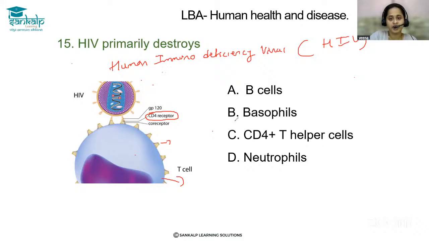So it attacks directly on the CD4 receptors of the T helper cells. So the correct answer is option C, that is CD4 plus T helper cells.